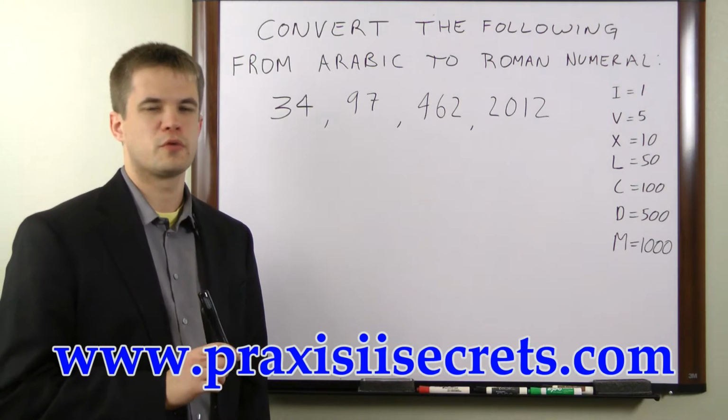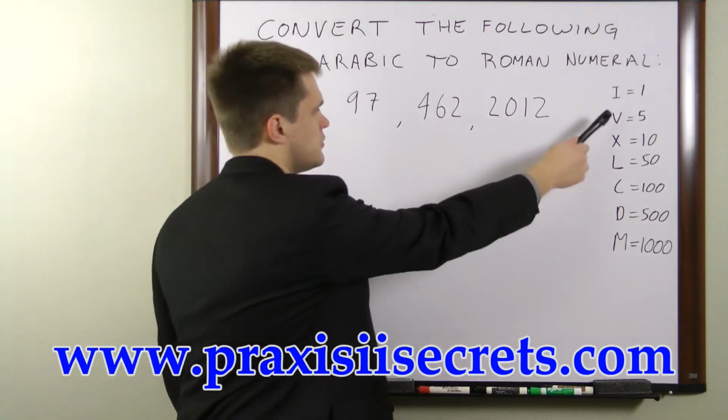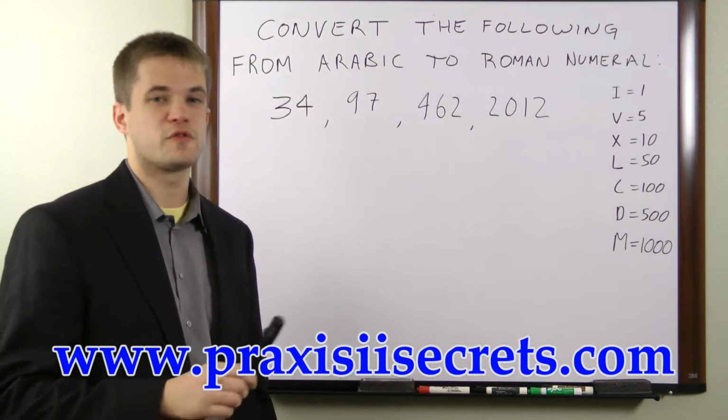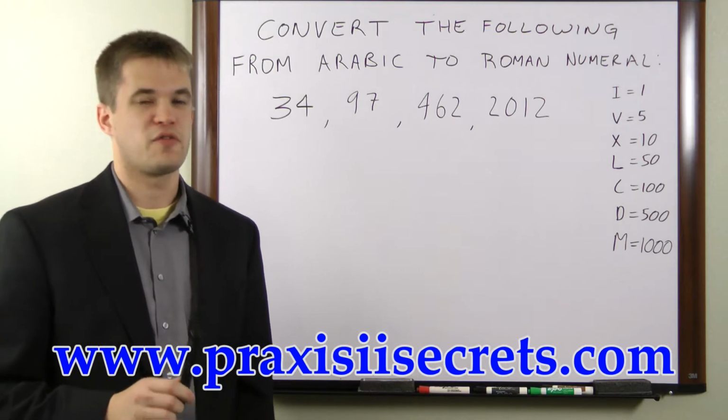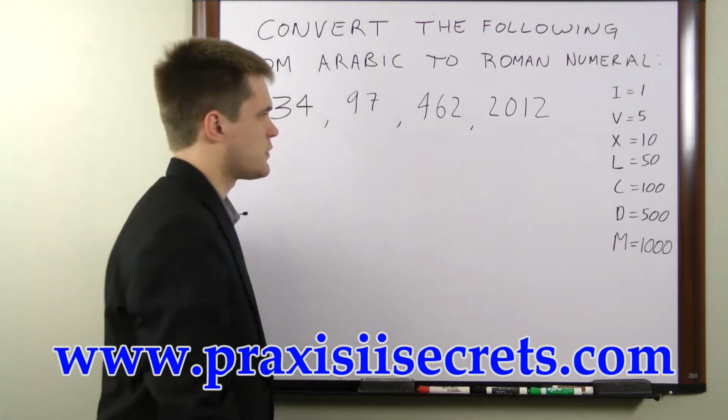When you're working with Roman numerals, there are really three things you have to remember. You have to remember the value of each of the symbols involved. You have to remember the rules for adding them. And you have to remember the exceptions to those rules. The values, obviously, are written over there.